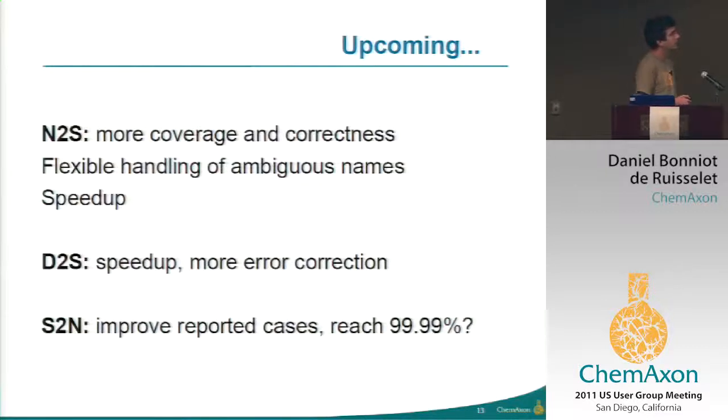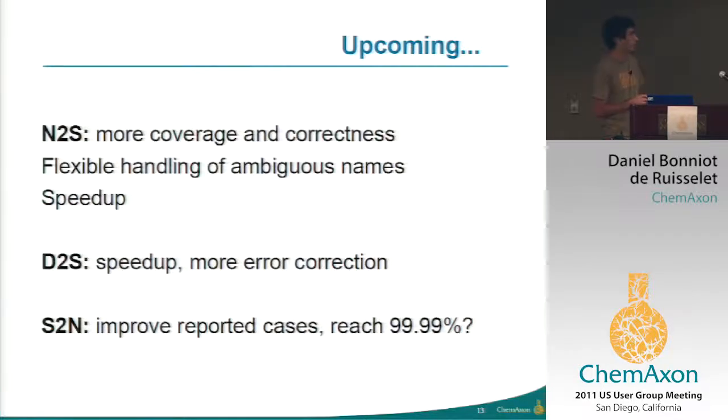The things that are coming, well, in Name to Structure, will be, as before, more coverage and correctness. There is a feature request to, basically, when you have these ambiguous names, decide to be strict and reject them, or decide to convert as much as possible, maybe deciding arbitrarily to connect a substituent somewhere. And actually, different people want different results. So we will provide the options to put the scale somewhere between very strict and very permissive. And you can filter afterwards, so you could deal with it differently.